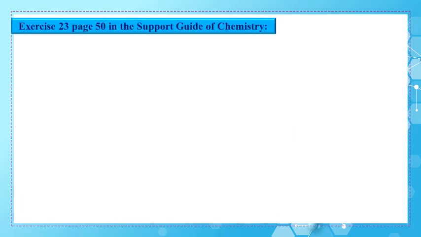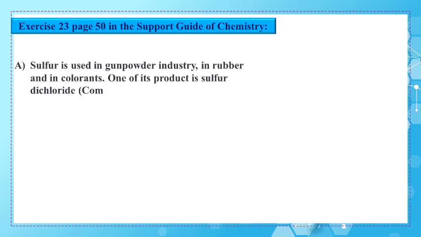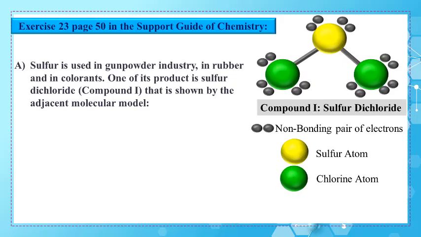Let's solve exercise 23, page 50 in the support guide. Sulfur is used in gunpowder industry, in rubber, and in colorants. One of its products is sulfur dichloride, compound 1, that is shown by the adjacent molecular model, where the yellow ball represents sulfur atom, the green ball represents a chlorine atom, and each two small balls represents a non-bonding pair of electrons. In part 1, we want to write the molecular formula of sulfur dichloride.